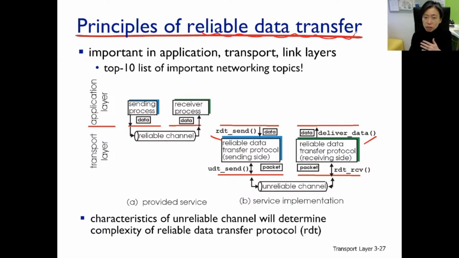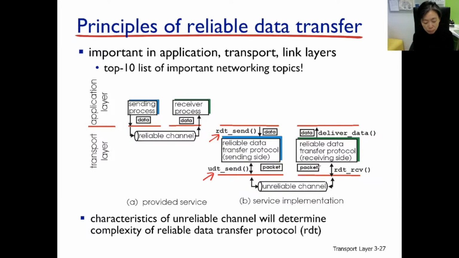Okay, and we're going to go through a few generations of these RDTs and show you how the sending side is implemented, how the receiving sides can be implemented such that we provide such an illusion to the application level services. Oh, and by the way, it really depends on how unreliable the channel is underlying. Then the complexity of the reliable data transfer can vary. Very unreliable, very complicated. Not that unreliable, then slightly simpler. Now, we'll be using these notations, RDT send, UDT send, and all these throughout the discussion, introducing you generations of these reliable data transfer protocols.